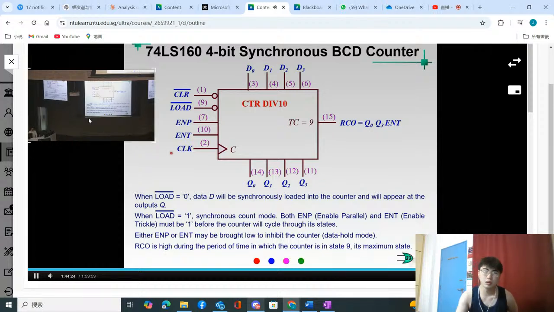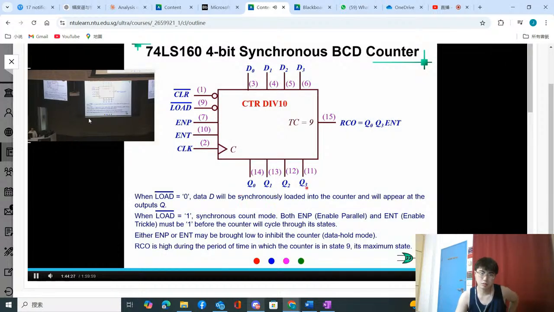After I set this one to 1, I can start the counting. I can set the clock to high, low, high, low, high, low, high, low. Then the output will go counting up or counting down. In this particular case, counting up: 0, 0, 0, 0, then 0, 0, 0, 1, then 0, 0, 1, 0. Okay, so this loading is only one time. Once you load it, then you can disable it and do the counting.